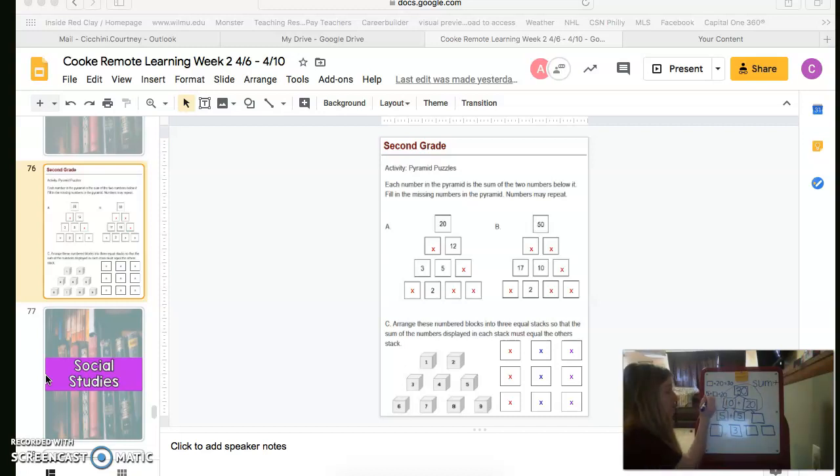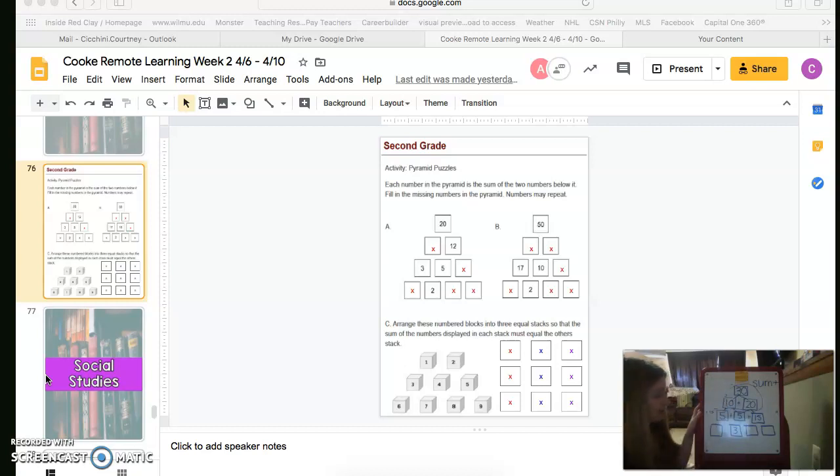So I'm going to start with the larger number, and I'm going to subtract. And I got 15. I'm going to check to see if that's right. 15, 16, 17, 18, 19, 20. So I know 5 plus 15 equals 20. Good work.